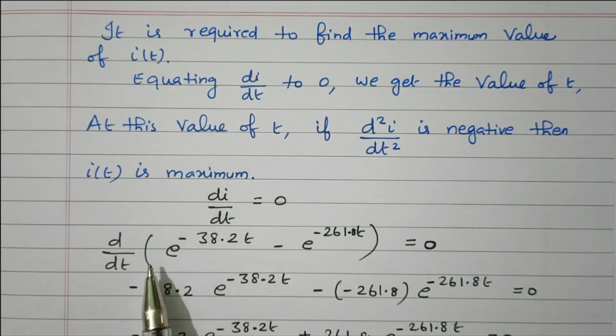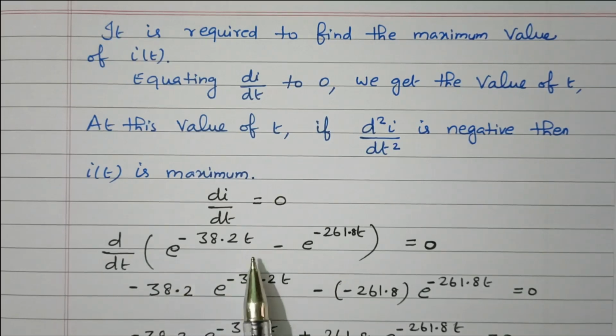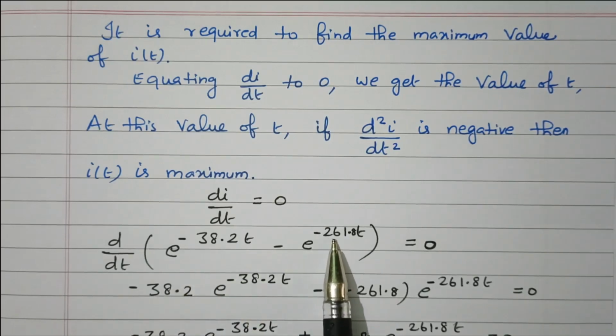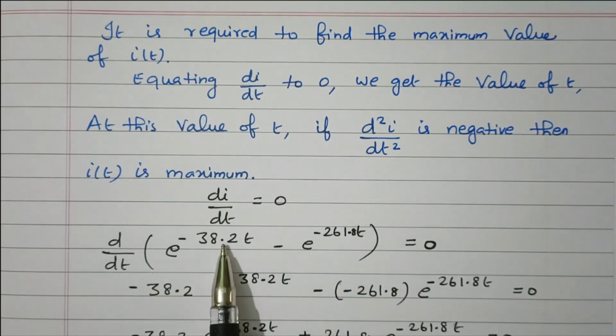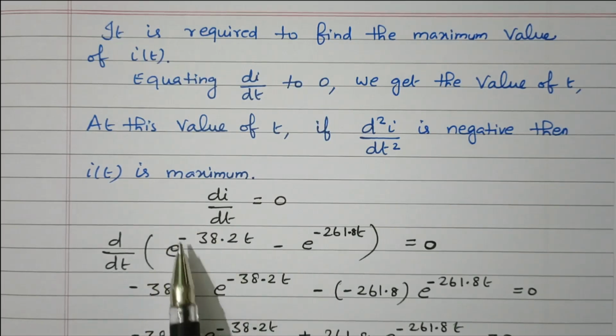The constant available outside is 0. So e^(-38.2t) minus e^(-261.8t) equal to 0. Now we have to differentiate. While differentiating, this term becomes available at the front side. Differentiation of e^x is x e^x.